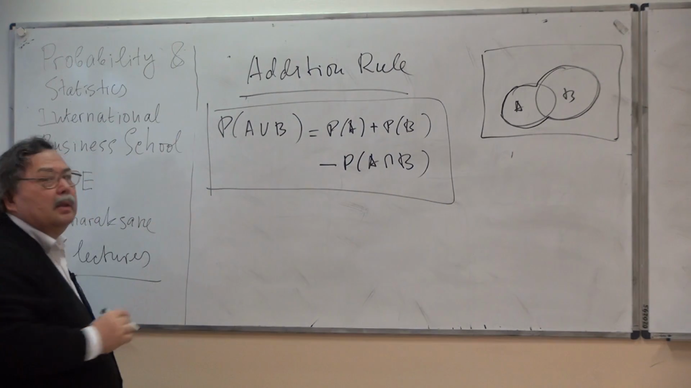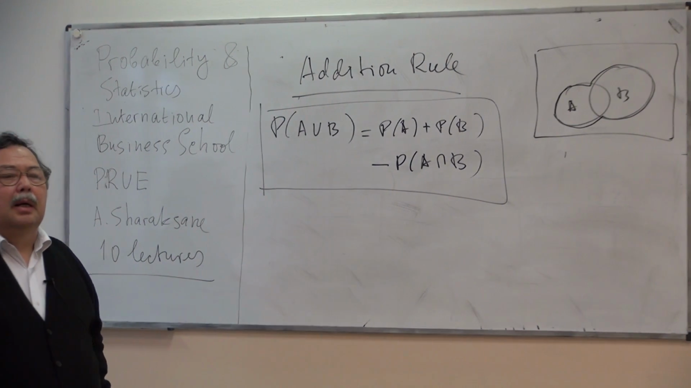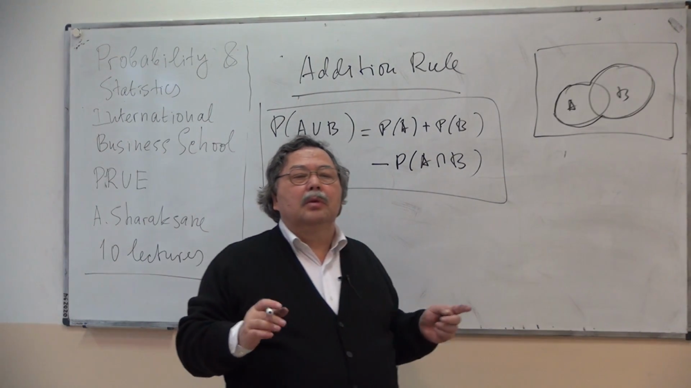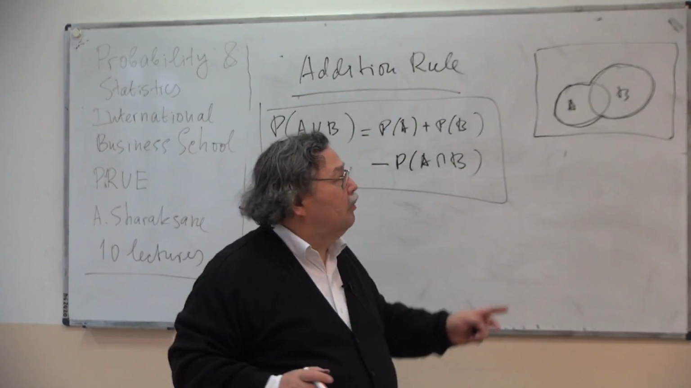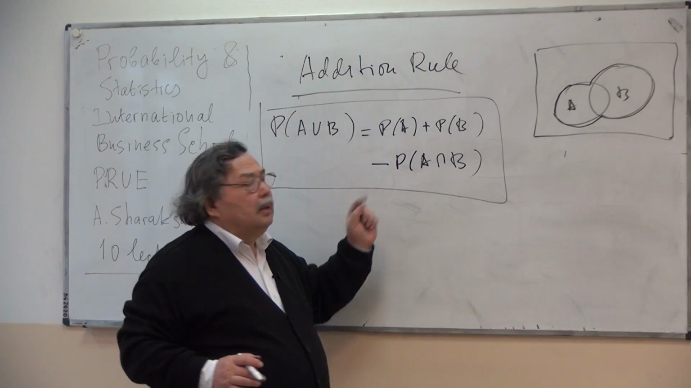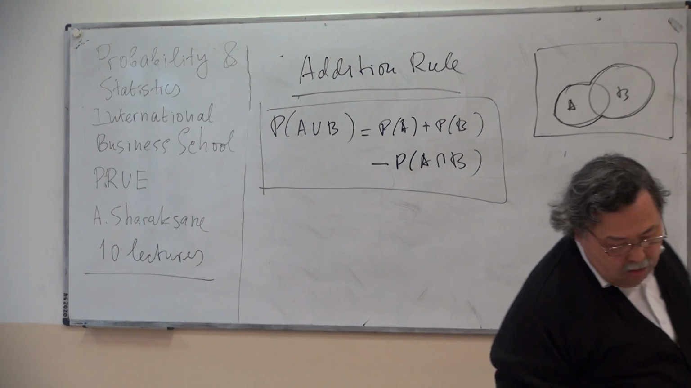Well, it can be proved rigorously, but I'd rather not spend time on this. I rely on your intuitive understanding of this. So to avoid overcounting, to avoid double counting of this middle section, we need to subtract P of A intersect B. Okay.